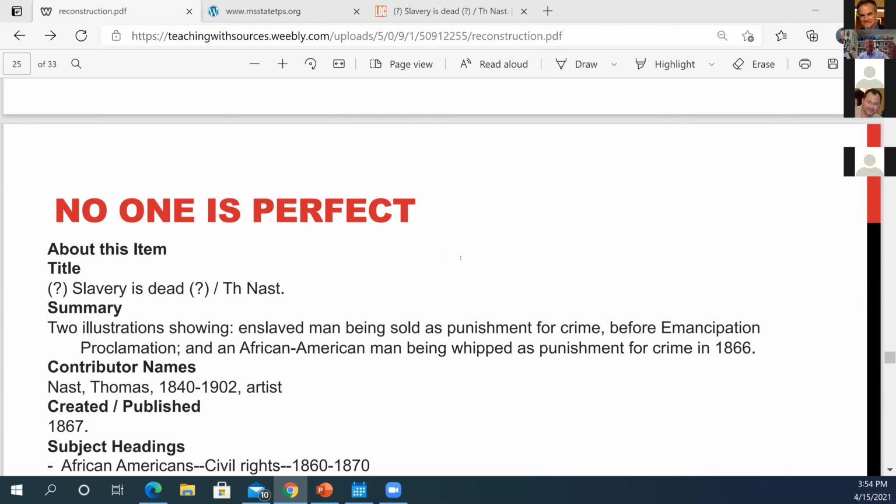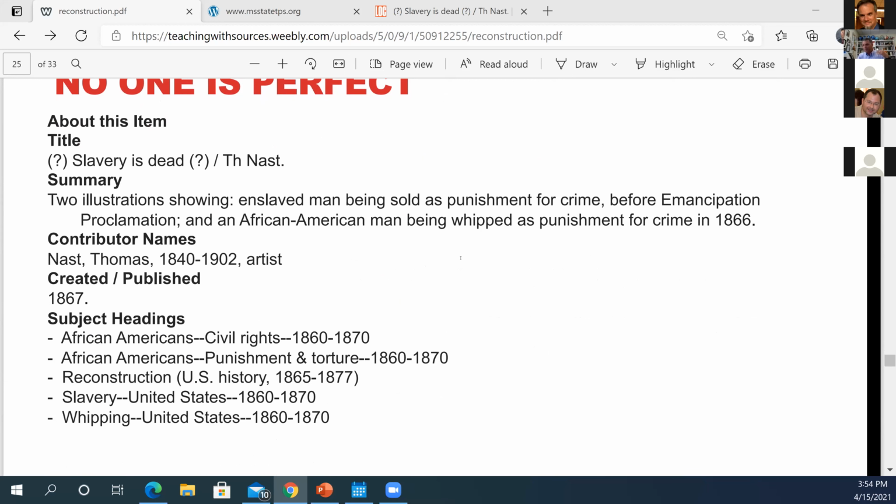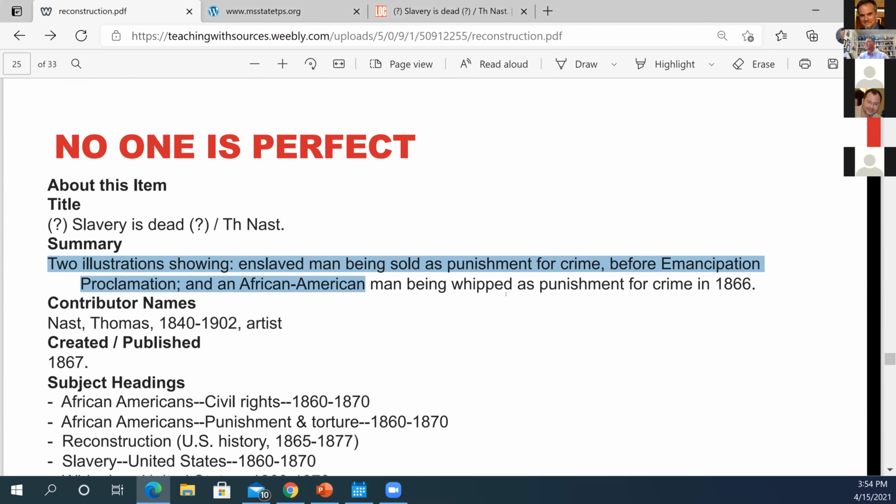Of course, about this object, I love this, and no one tell anybody at the Library of Congress, but no one's perfect. Whoever wrote up the description of this says it shows two illustrations of enslaved men being punished for a crime before the Emancipation Proclamation and an African man being whipped as a crime in 1866. They actually got it wrong.